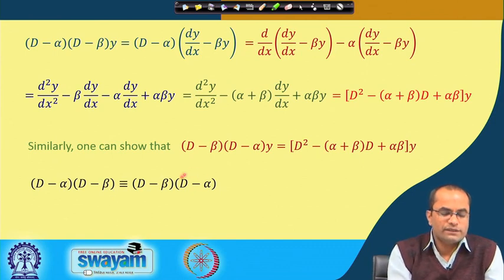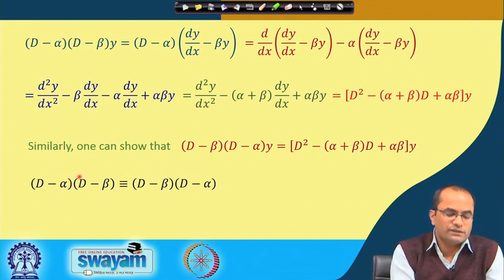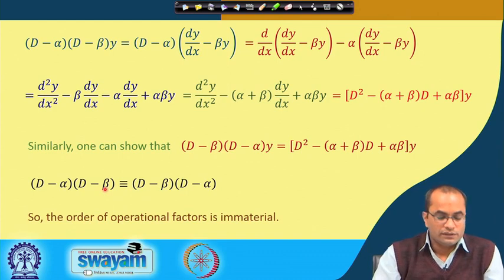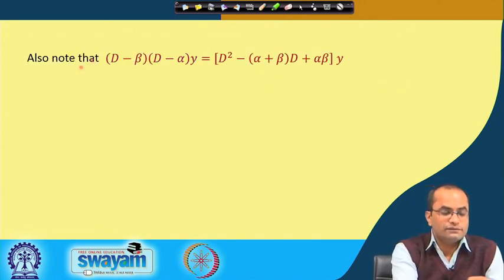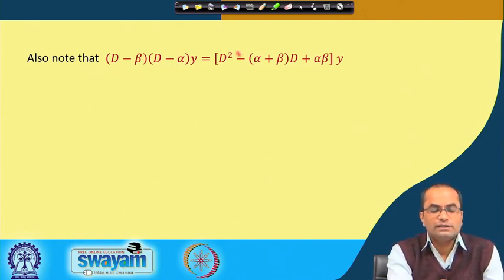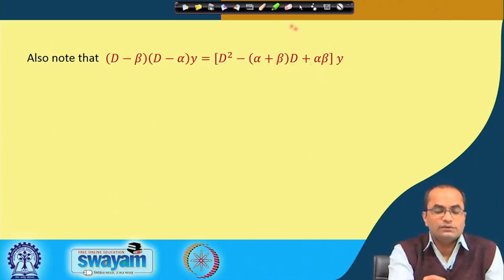We can first apply D minus alpha, then D minus beta, or the other way around. So the order of the operation on the factors is immaterial. Again, we also note, just as in the previous slide, that D minus beta, D minus alpha, or the other way around, D minus alpha, D minus beta, is equal to D squared minus (alpha plus beta) D plus alpha beta. What is the observation here?